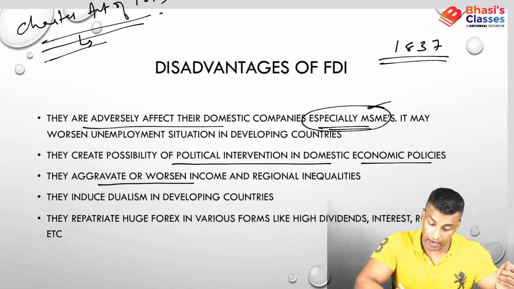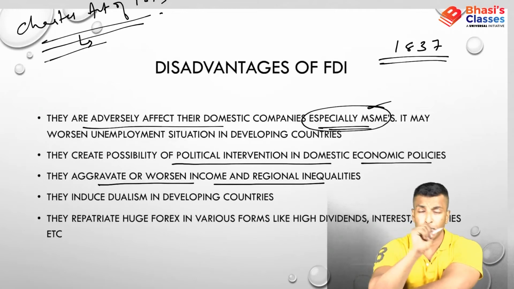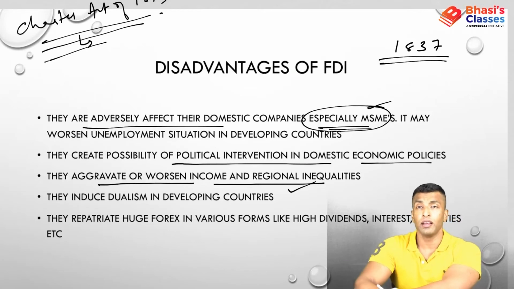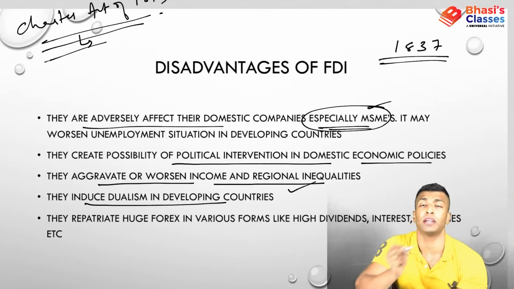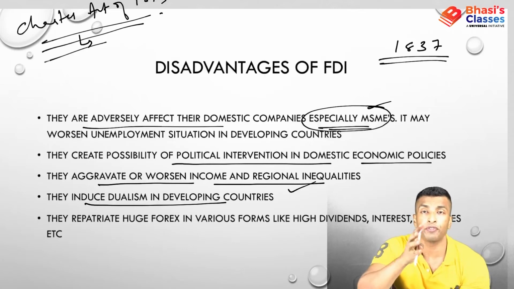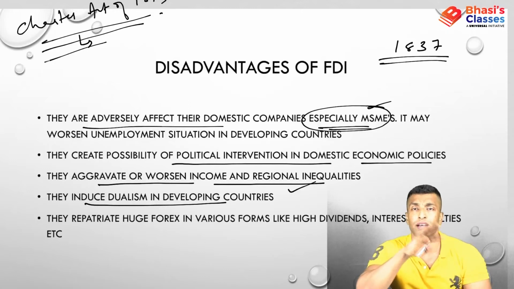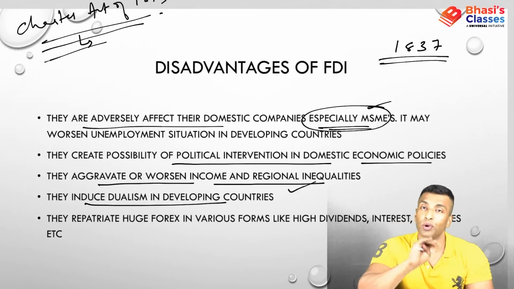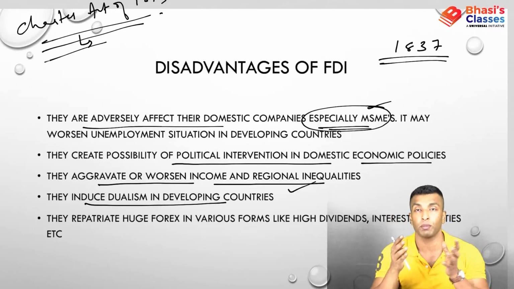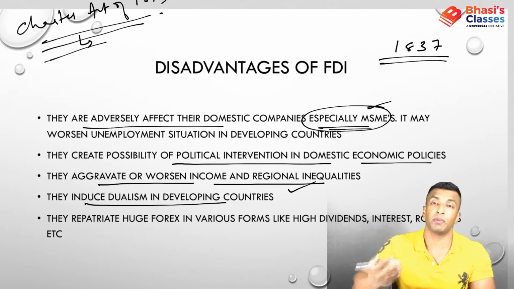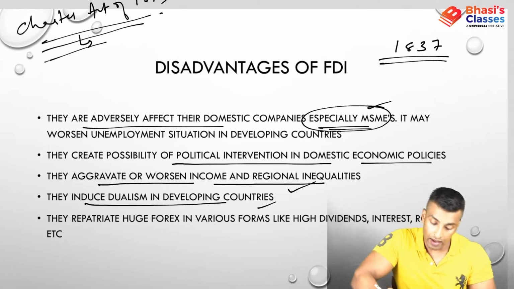They aggravate or worsen income and regional inequality. Why? Because they mostly invest in developed areas, so that will create regional inequality. They induce dualism in developing countries. Dualism means there is a sharp difference between the traditional and modern sector. So when foreign investment is coming, they are not going to invest in agriculture or in any traditional sector. They are only going to invest in the modern sector. One of the most important features of a developing economy is already dualism, a sharp difference between the traditional and modern sector. So that is going to be aggravated because of FDI.